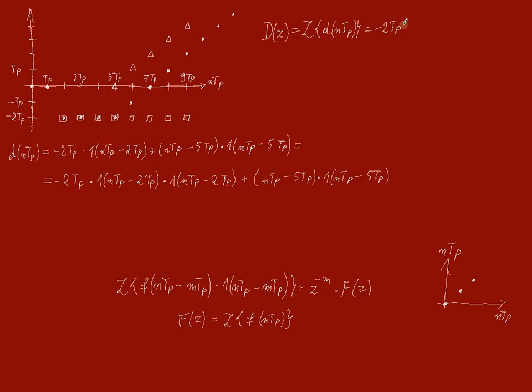And the delay is 2tp, therefore. And finally, one needs to multiply by the transform of the non-delayed function. In our case, this function is the unit step, the transform of which we should remember.